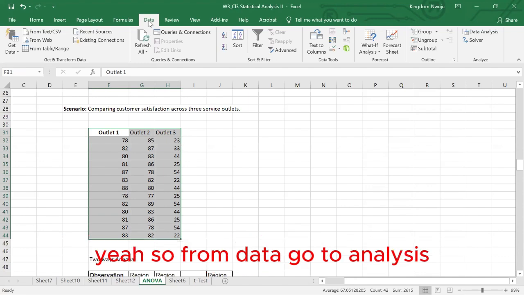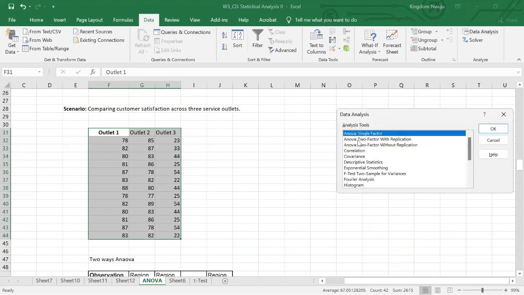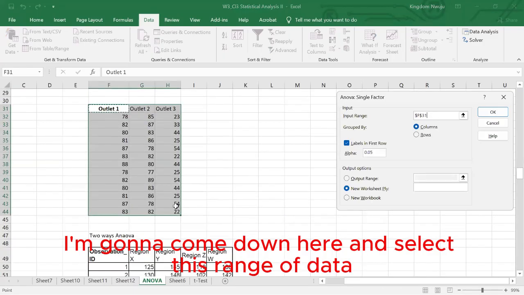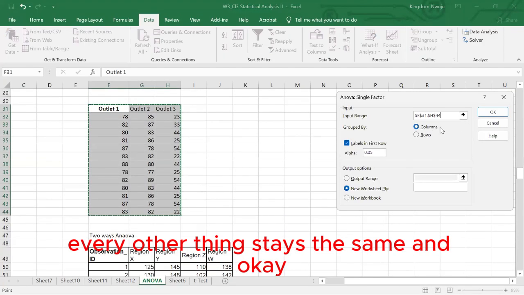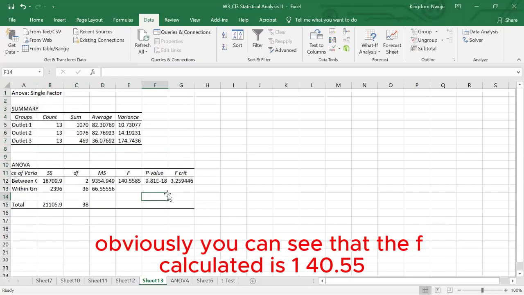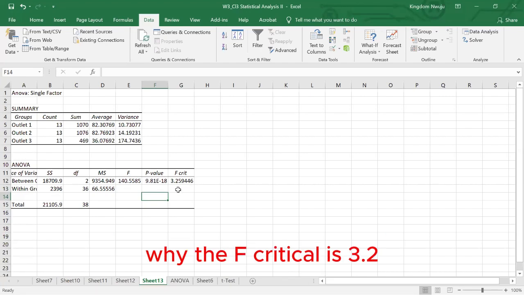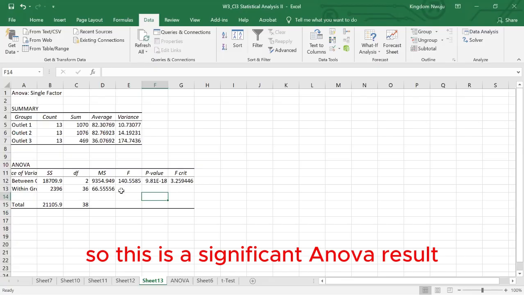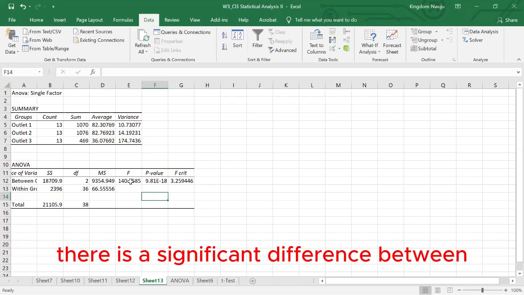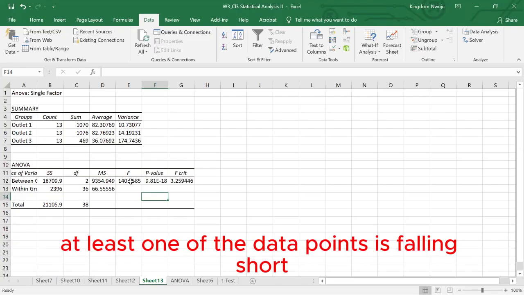Yeah. So from data, we'll go to analysis, still ANOVA single factor. Now I'm going to come down here and select this range of data for outlet 1 to outlet 3. Every other thing stays the same, and okay. All right, I think we have a very fantastic result here. Obviously, you can see that the F calculated is 140.55, while the F critical is 3.2. So this is a significant ANOVA result, showing that indeed there is a significant difference between at least one of the data points falling short.